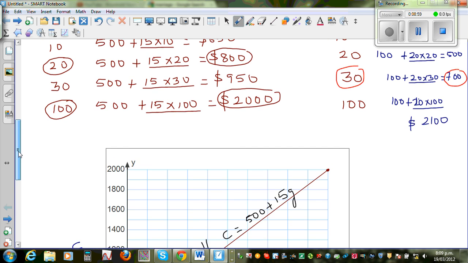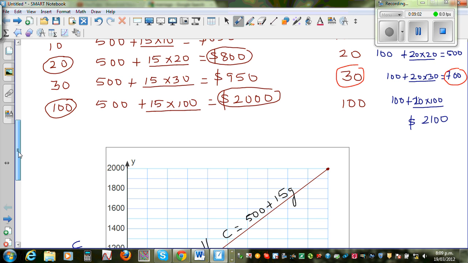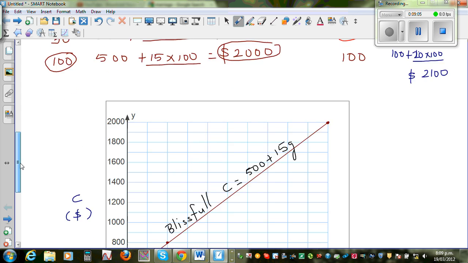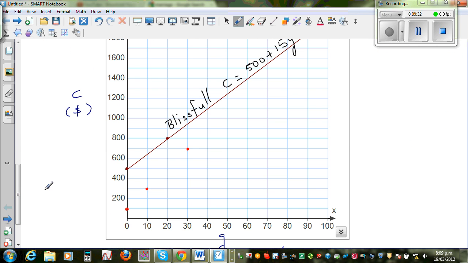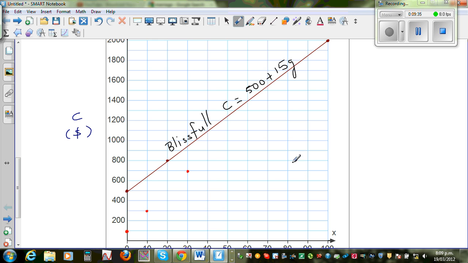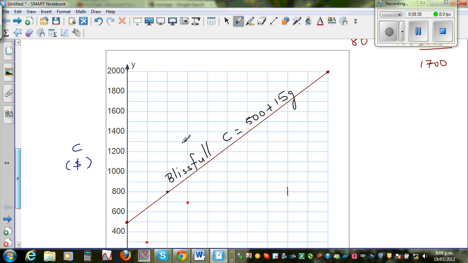Okay, and can we plot 2100? We cannot plot. So if you want to plot, let us plot one more point. So if it is, say, 80, let us make up a point here. When it is 80, it will be 100 plus 20 times 80. 20 times 80 is 1600, so 1700. So I think I can plot 80, 1700. This is 80 and 1700.